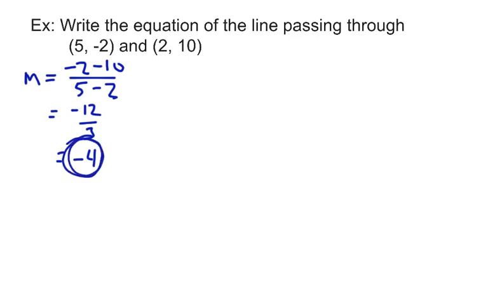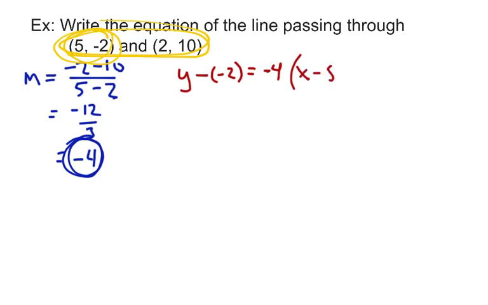So this thing is going to simplify to negative 4. There's our slope. And we can pick either one of these points and we'll have a point. So I'll just take the first one. It really doesn't matter which one we pick. But y minus the y coordinate equals slope, negative 4, x minus the x coordinate.